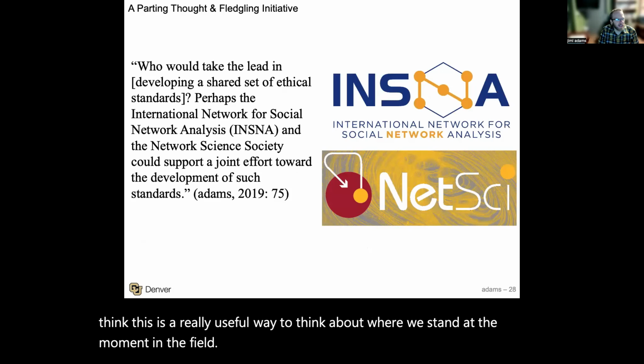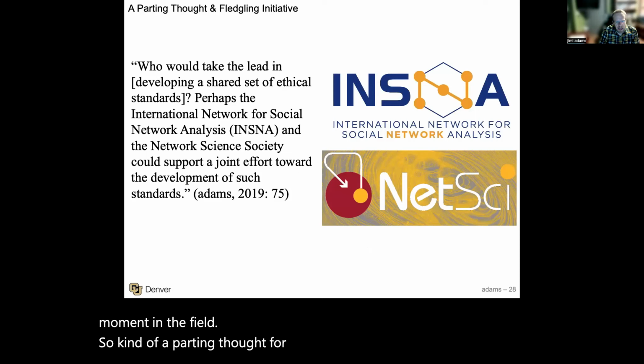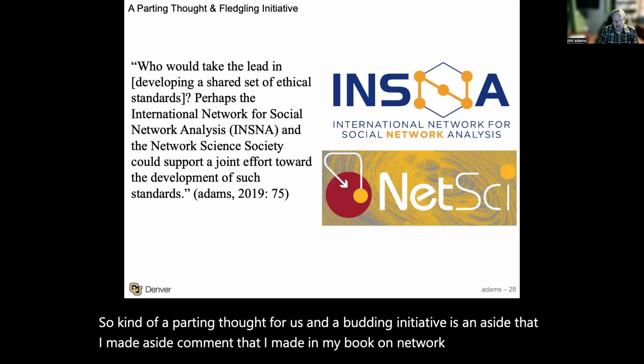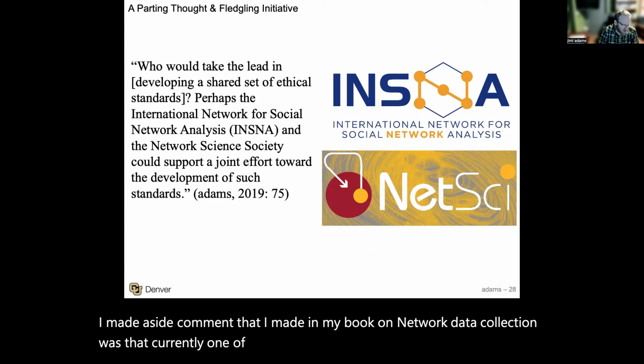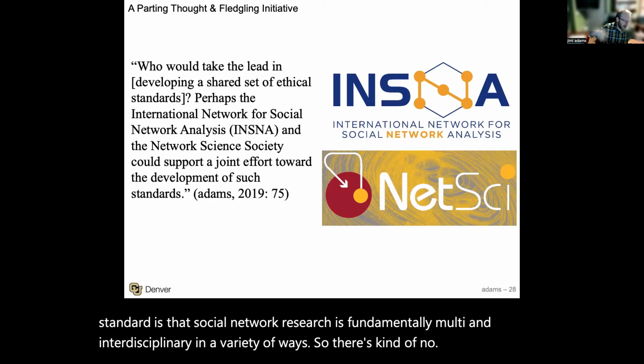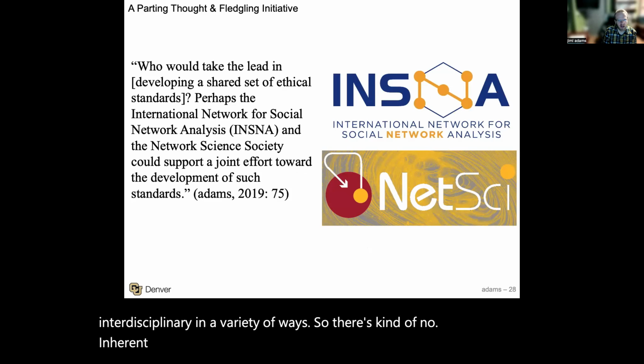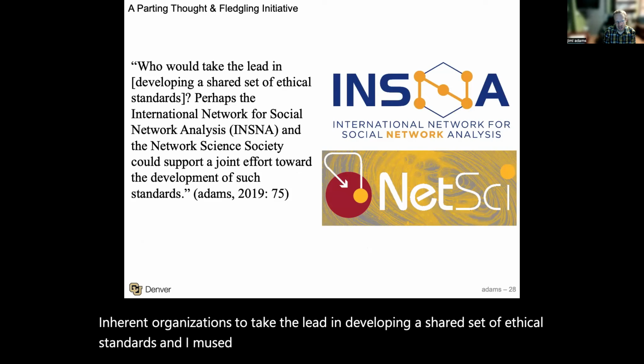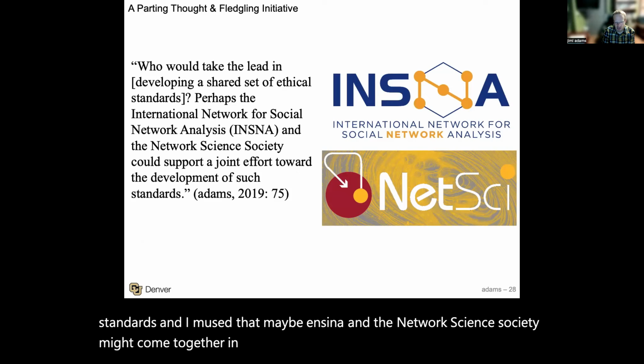So a parting thought for us, and a budding initiative, is a side comment that I made in my book on network data collection: currently, one of the reasons we don't have a collective standard is that social network research is fundamentally multi- and interdisciplinary in a variety of ways. So there's no inherent organization to take the lead in developing a shared set of ethical standards. And I mused that maybe INSNA and the Network Science Society might come together to support such an effort. At the time, I didn't really think much about it for a couple of years.